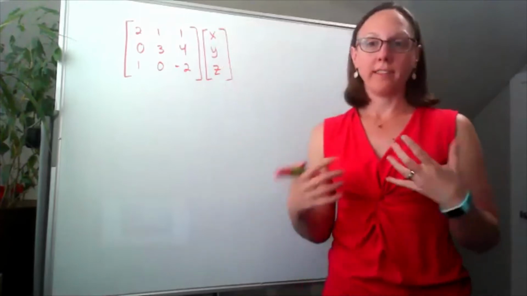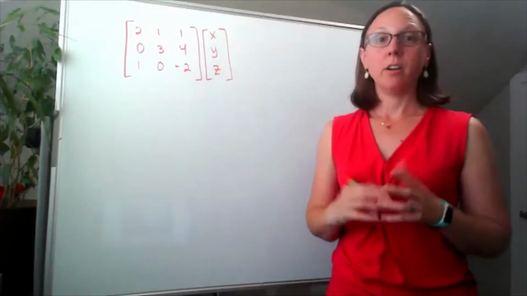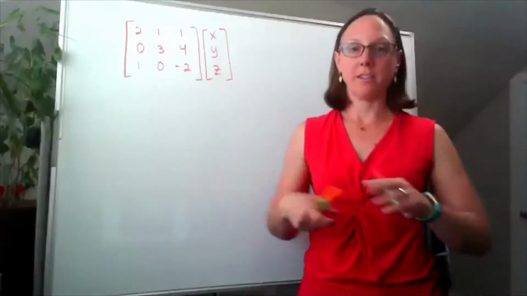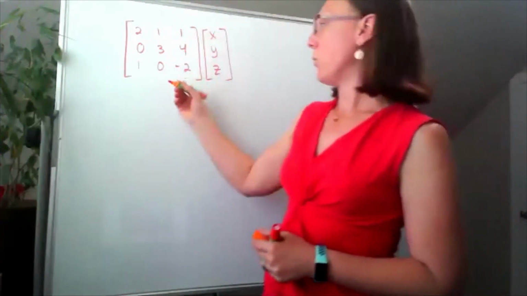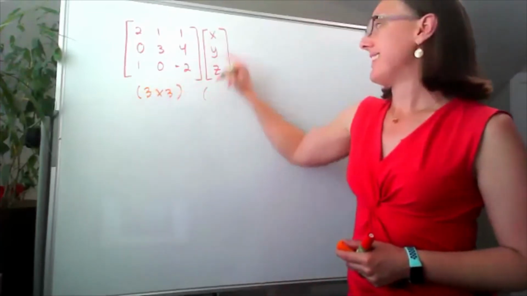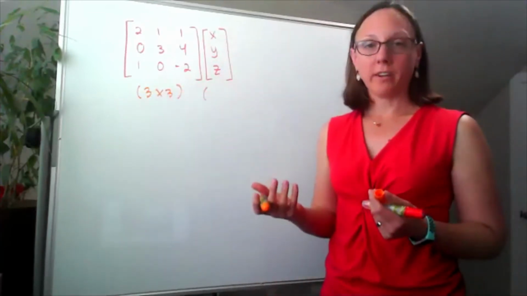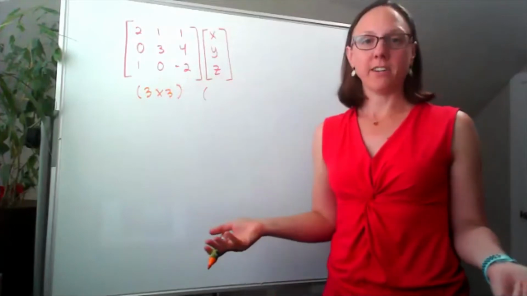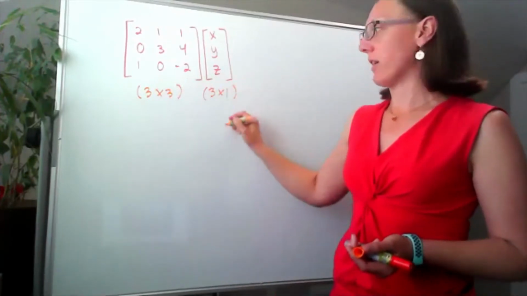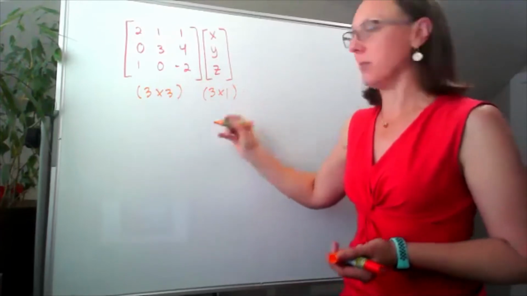So I want to multiply these two matrices together. The first thing we want to do is to check dimension-wise whether it's possible to do the multiplication. Well, this first matrix is a 3 by 3. This second, we could call it a column vector, but it is still a matrix. It's just a 3 by 1 matrix, 3 rows by 1 column.